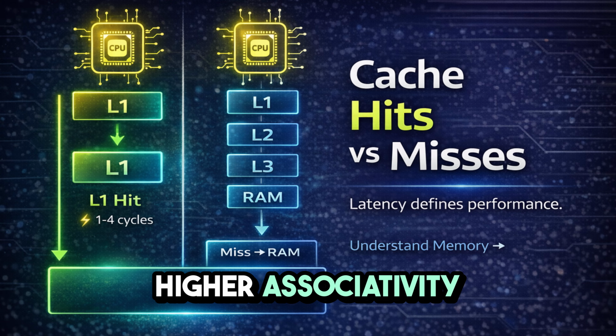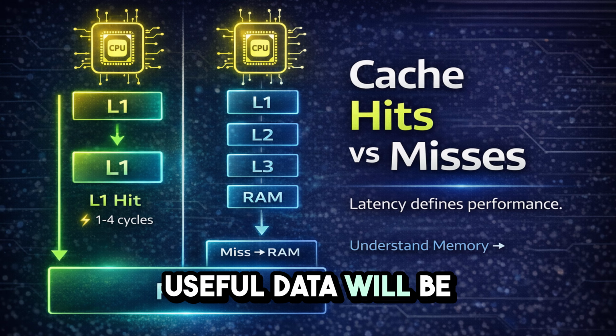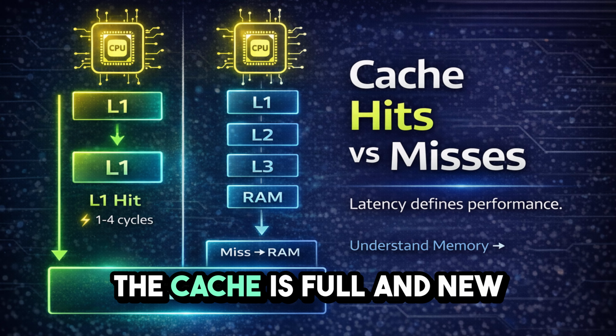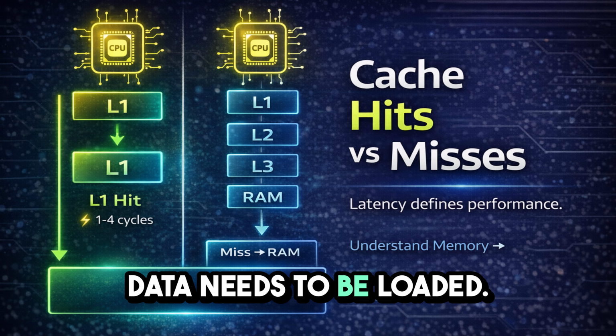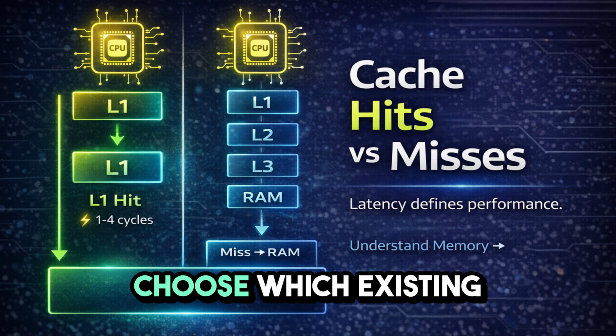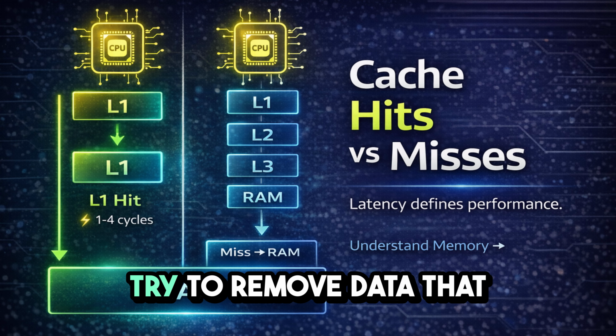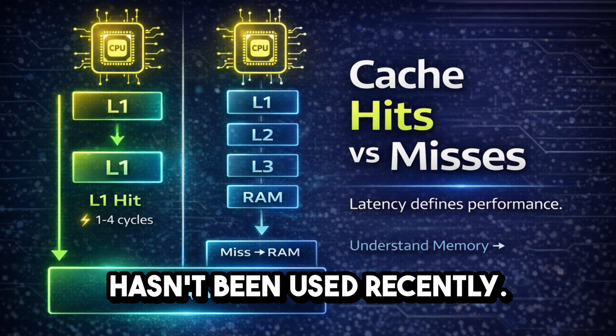Higher associativity reduces the chance that useful data will be evicted unnecessarily. Eviction happens when the cache is full and new data needs to be loaded. The processor must choose which existing cache line to replace. Common replacement strategies try to remove data that hasn't been used recently.